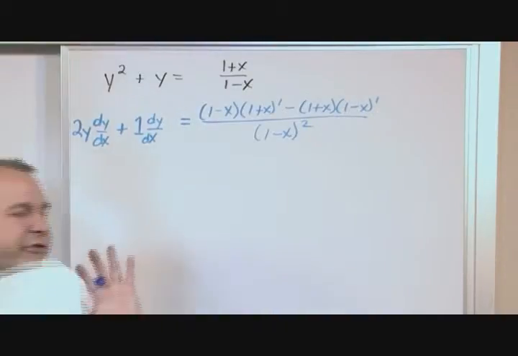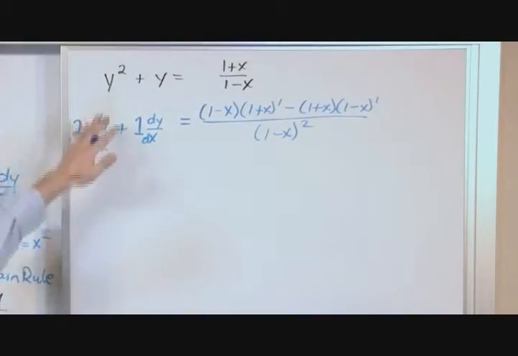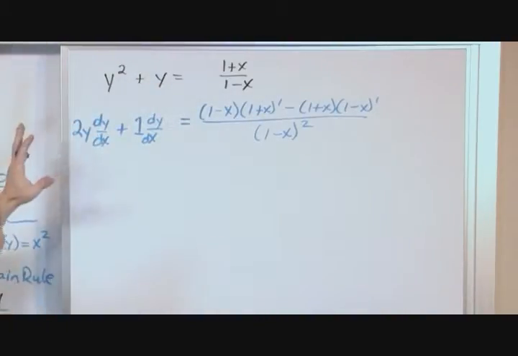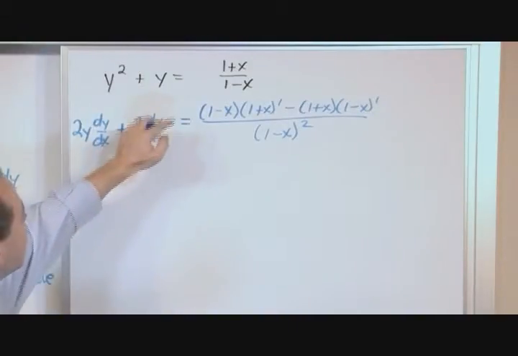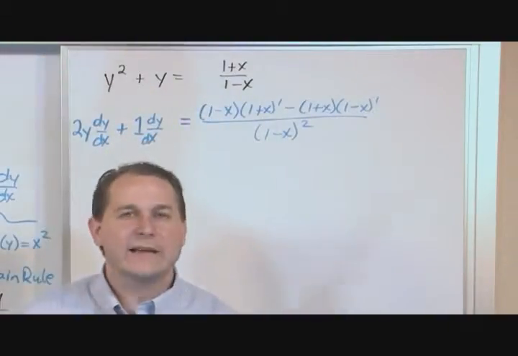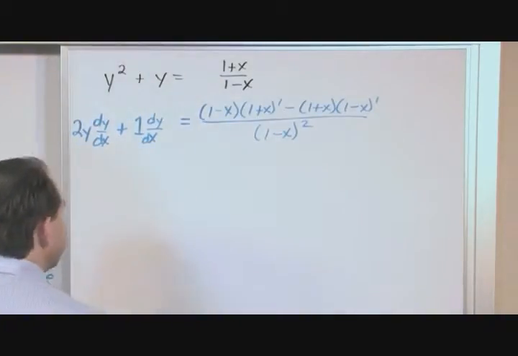So if you don't understand anything else, the way you handle implicit differentiation is you take the derivative of the y's just like you always have, except you tag a dy dx onto there, always. And then the x's, you take derivatives exactly the way you've always been doing for everything up until this point. And that is really the short, dirty little secret in how you handle it.